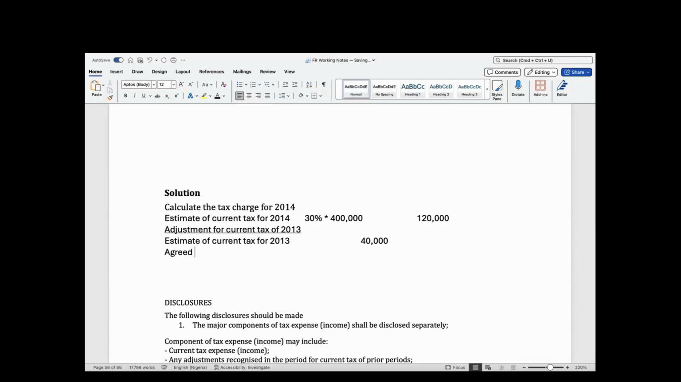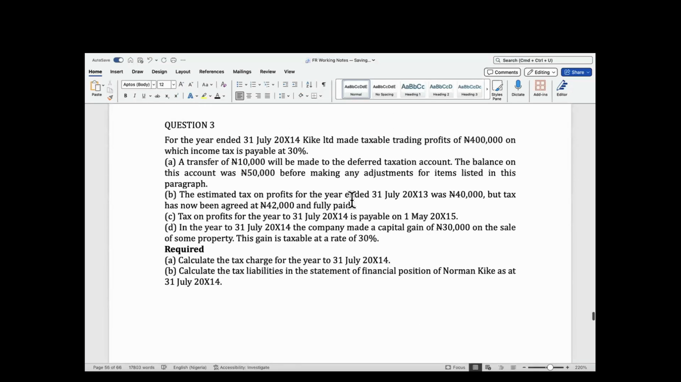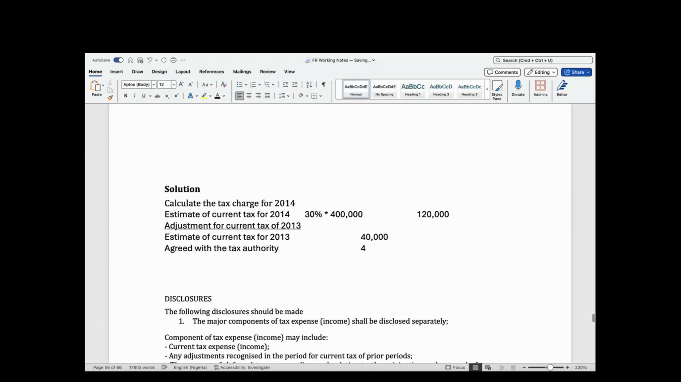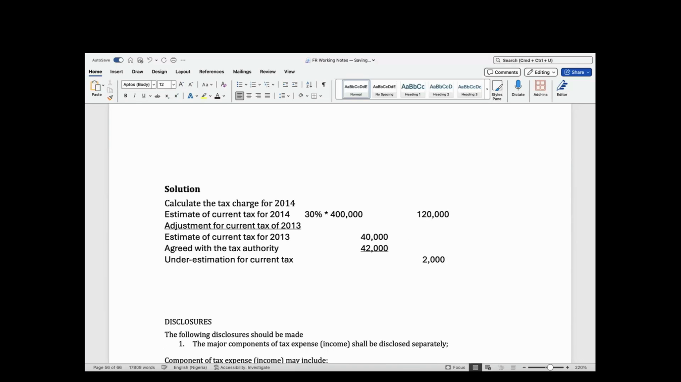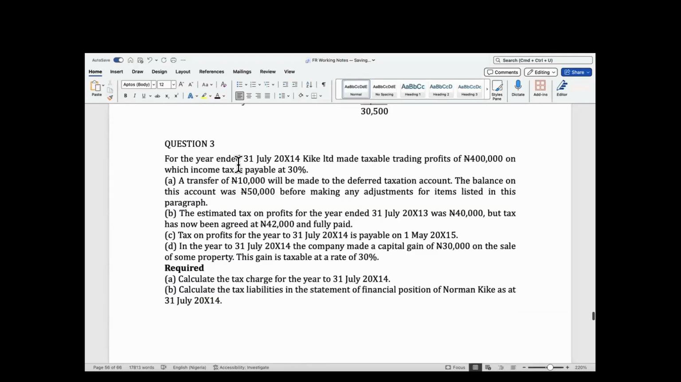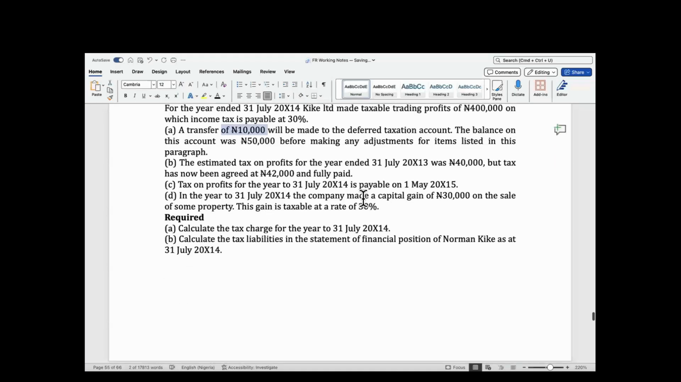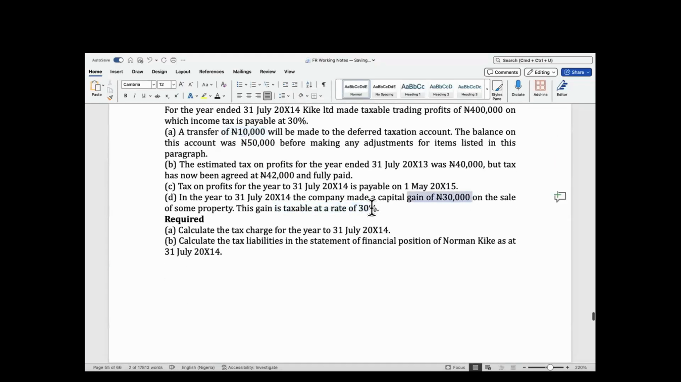So the amount agreed with the tax authority, how much did they agree? They agreed 42,000 with the tax authority. So ultimately, we have an underestimation for current tax of 2,000, which will be added to the tax for 2014. Then we'll have a deferred tax expense that was transferred of 10,000. And also, there was a capital gain tax because he made a gain.